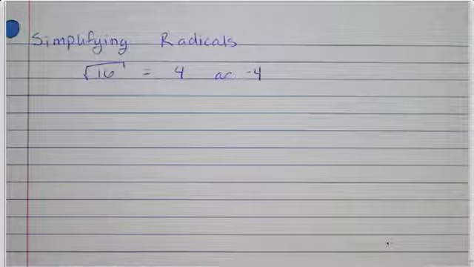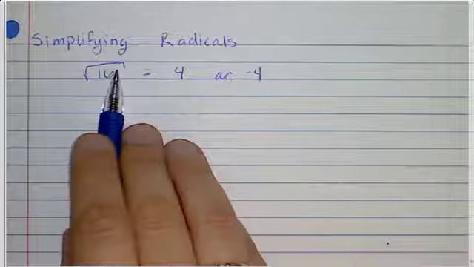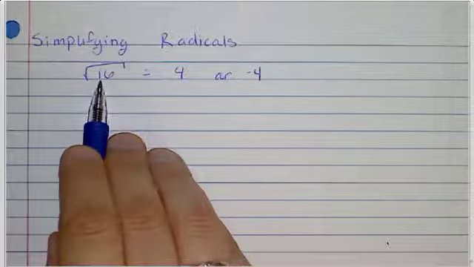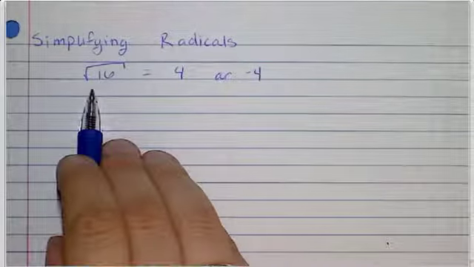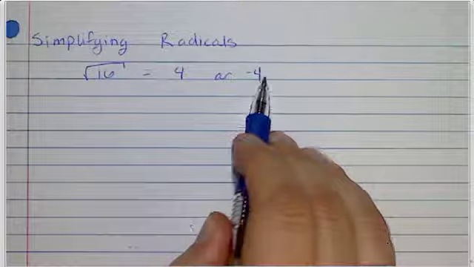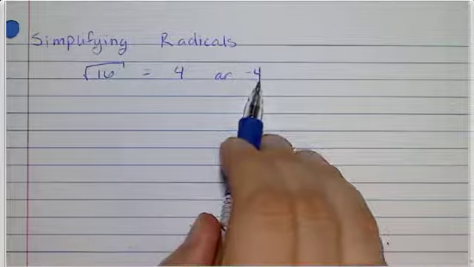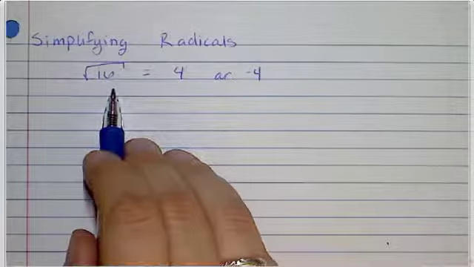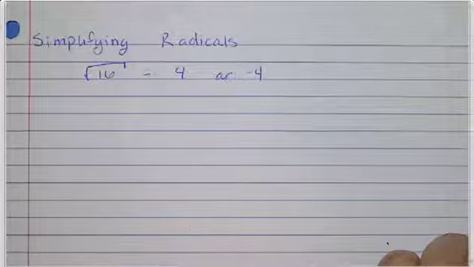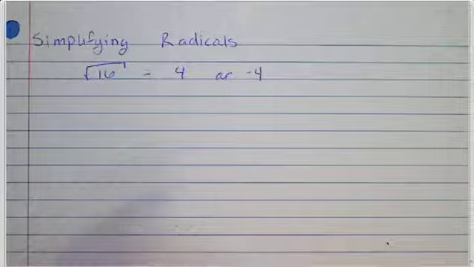And the reason there's 2 answers is this is asking what number times itself is equal to 16. Okay, well 4 times 4 is 16. But negative 4 times negative 4 is also equal to positive 16. So these 2 are both answers to that question. Alright, but we're going to take a look at stuff that's a little more complicated than that today.